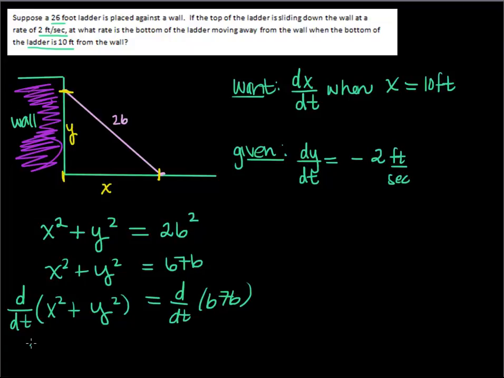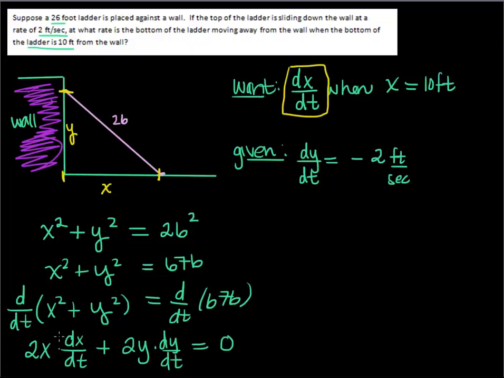So x squared, I'm going to do the general power rule. The derivative of the outside is 2x. How is x changing with respect to time? Well, we'll just say dx/dt. What about y squared? That would be 2y times dy/dt. That's the way that y is changing with respect to time. And this represents the length of the ladder. Well, the length of the ladder is not changing with respect to time. Now, again, what do we want? We want dx/dt, right? So here is dx/dt.